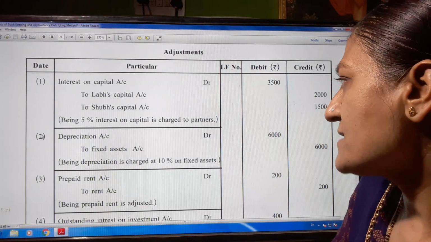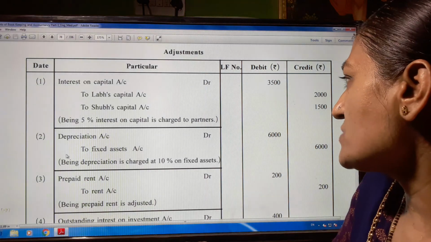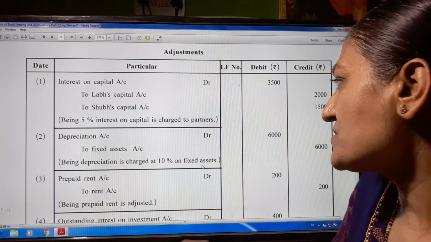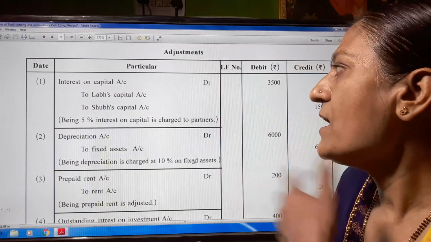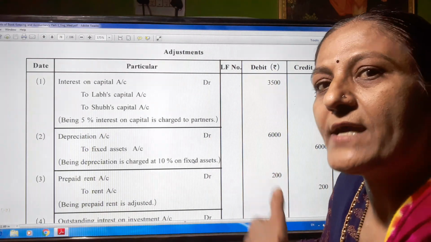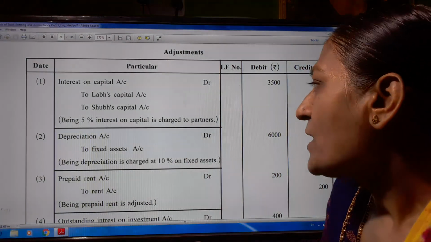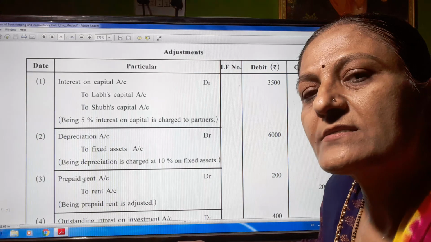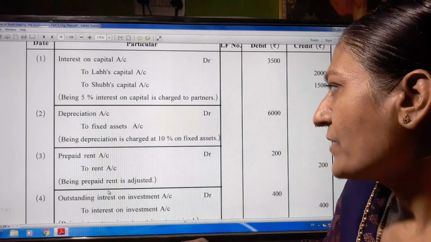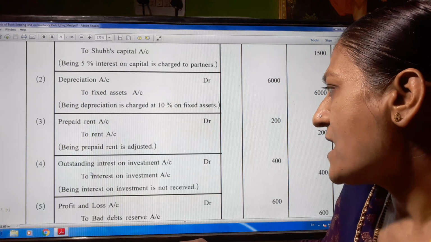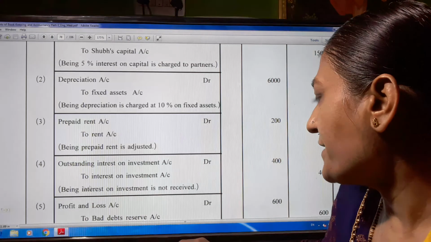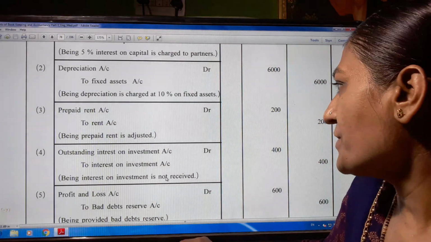charged to partners. Depreciation account debit 6000 to fixed asset 6000, being depreciation is charged 10% on fixed asset, because we know that depreciation is an expense, so depreciation account debit, and it is for the assets, so fixed asset account. Prepaid rent, prepaid always debit. Prepaid rent account debit to rent account, being prepaid rent is adjusted. Outstanding interest on investment debit 400 to interest on investment 400.